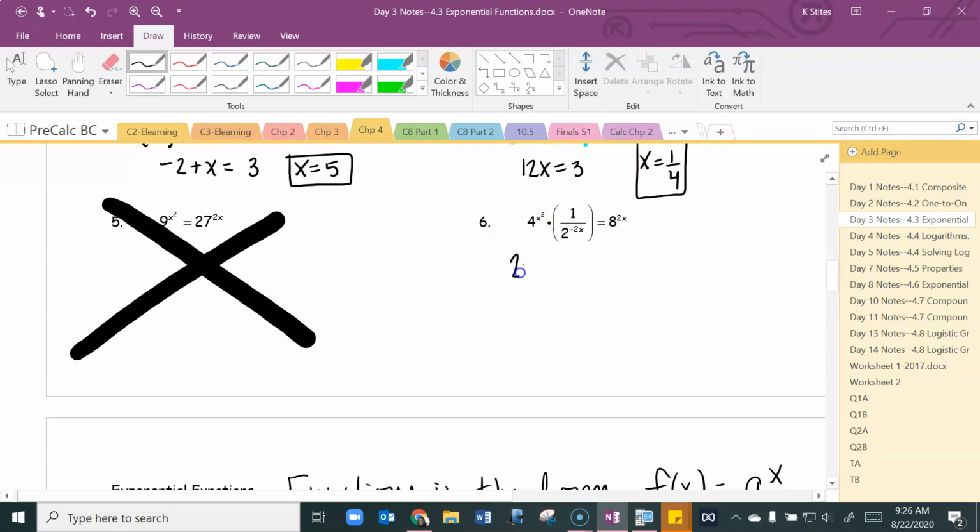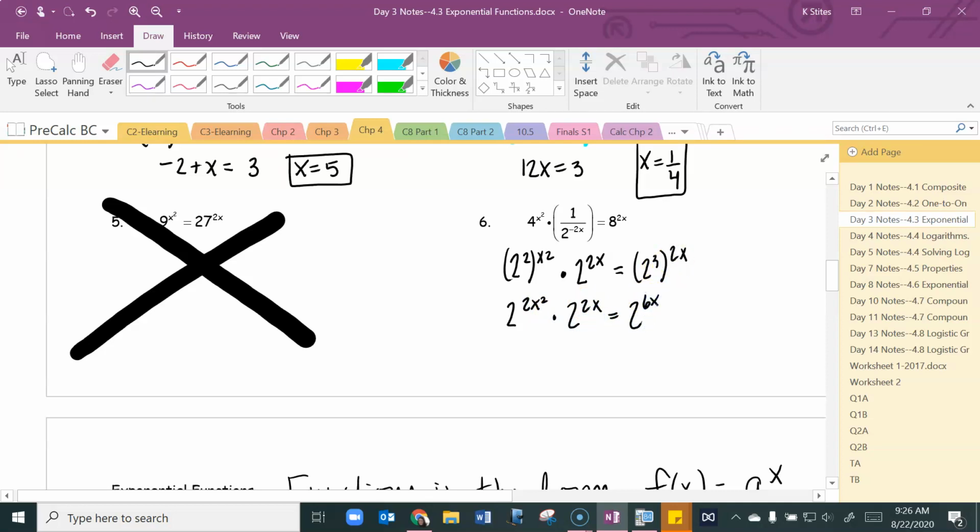So 4 is just 2 squared, right? This guy, 1 over 2 to the negative 2x, well, it's got a negative exponent. I'm just going to move it up, and you already have a base of 2. 8 is 2 cubed. All right, I'm going to simplify a little. 2 times x squared is 2x squared. 3 times 2x is 6x.